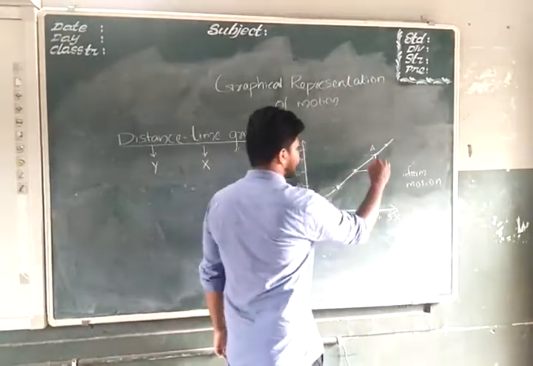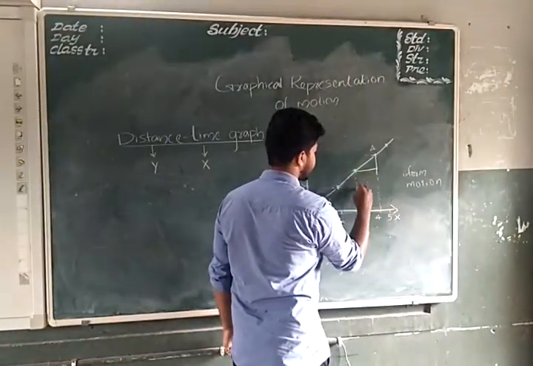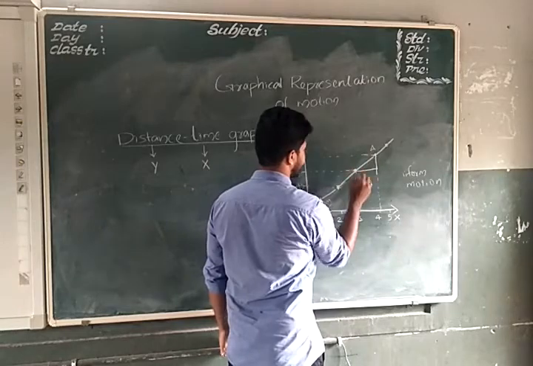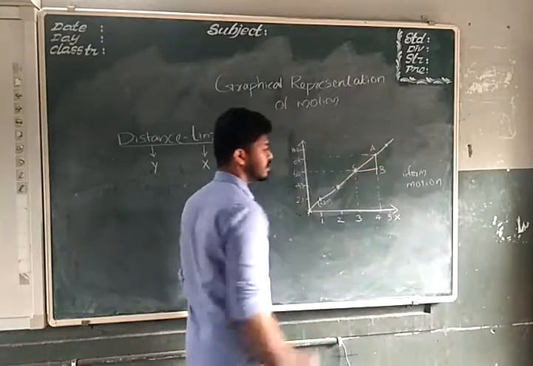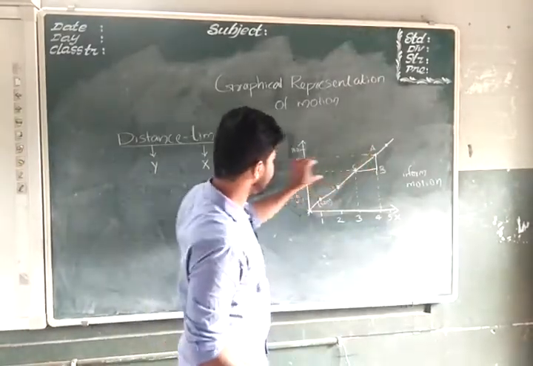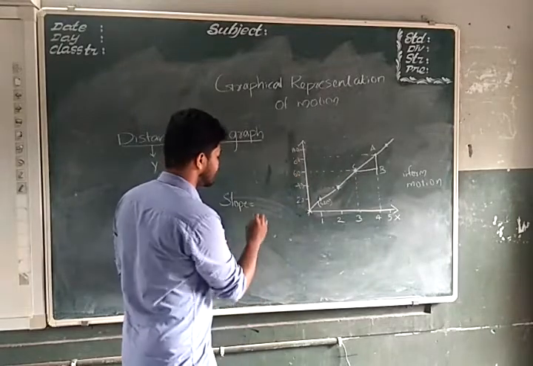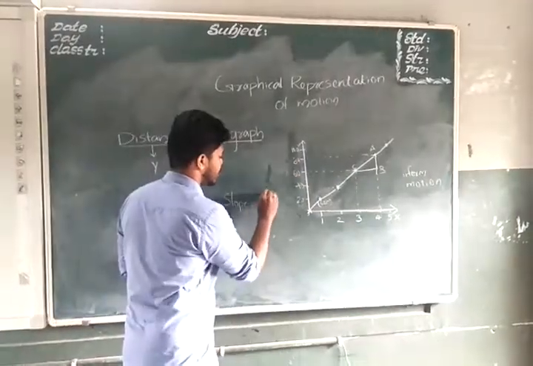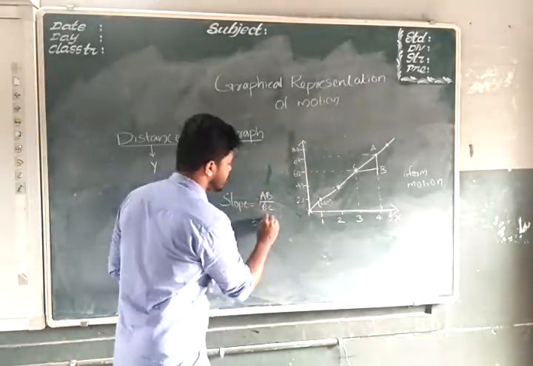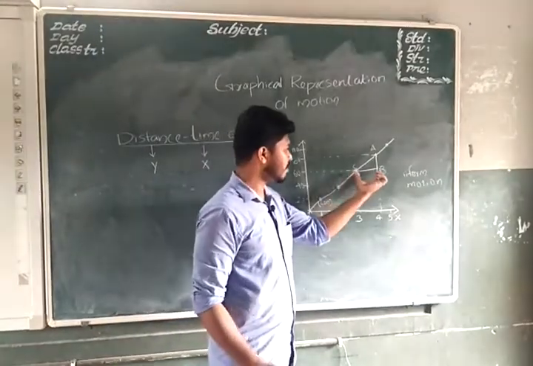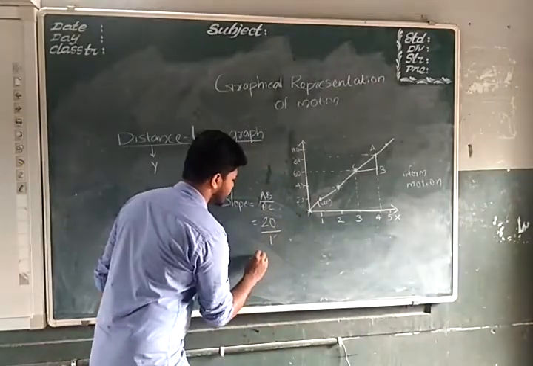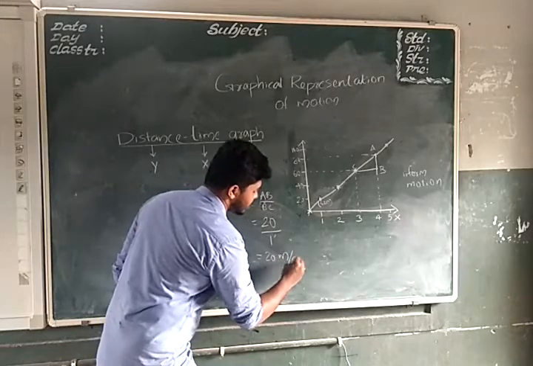Okay. So let me extend this line to the x-axis and to the y-axis also, and name it as A, B, C. Now slope of the graph is equal to AB by BC. What is AB? 80 minus 60. What is 80 minus 60? That is 20. Now AB by BC. What is BC? 4 minus 3. What is 4 minus 3? It's 1. So the slope is 20 meter per second.